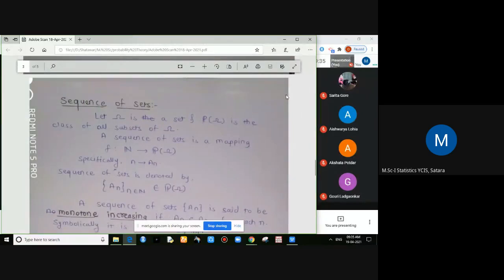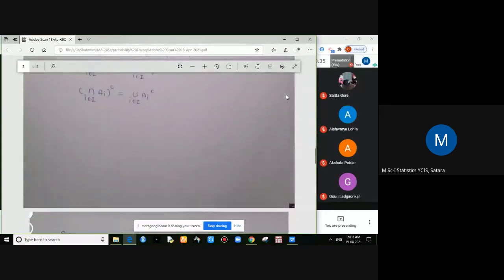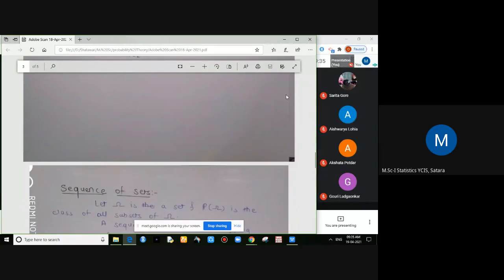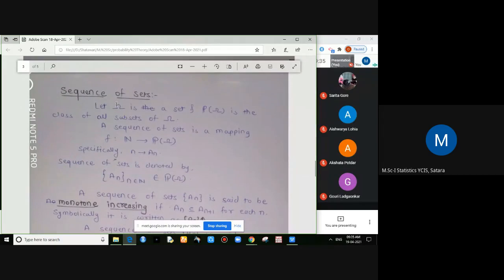Now this, up to this, is all the basics that you have already studied up to BSc third year. Okay, now the main thing is the sequence of sets. Actually, you already studied the sequence of real numbers. Okay, then what is the sequence of real numbers?